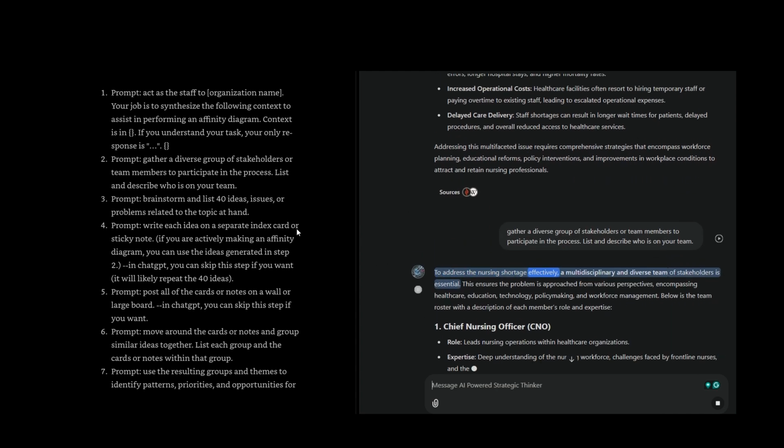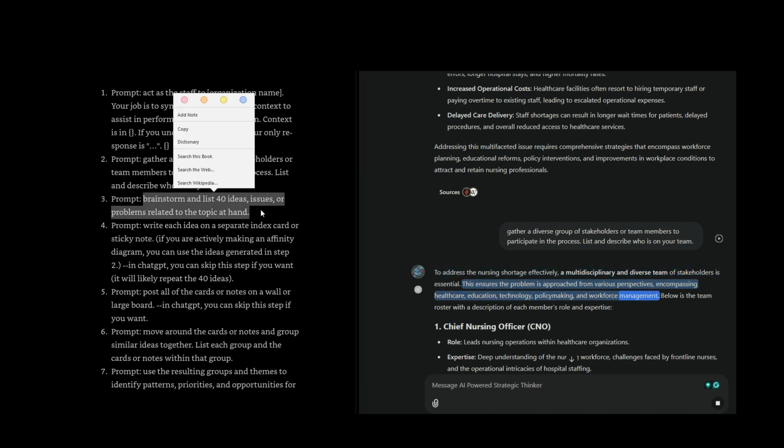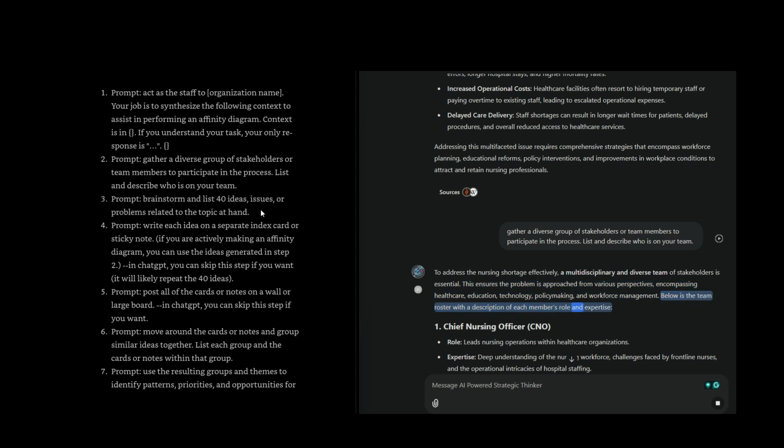To address the nursing shortage effectively, a multidisciplinary and diverse team of stakeholders is essential. This ensures the problem is approached from various perspectives, encompassing healthcare, education, technology, policymaking, and workforce management. Below is the team roster with a description of each member's role and expertise.